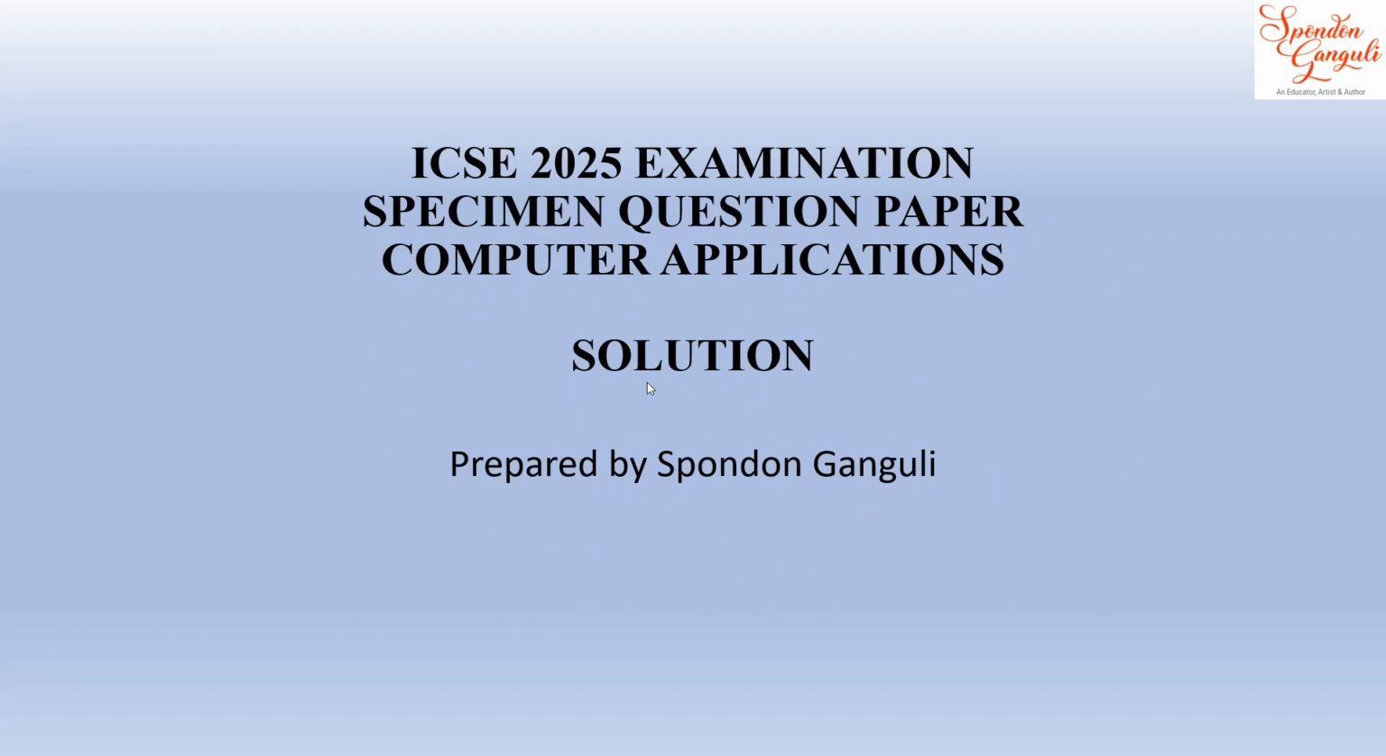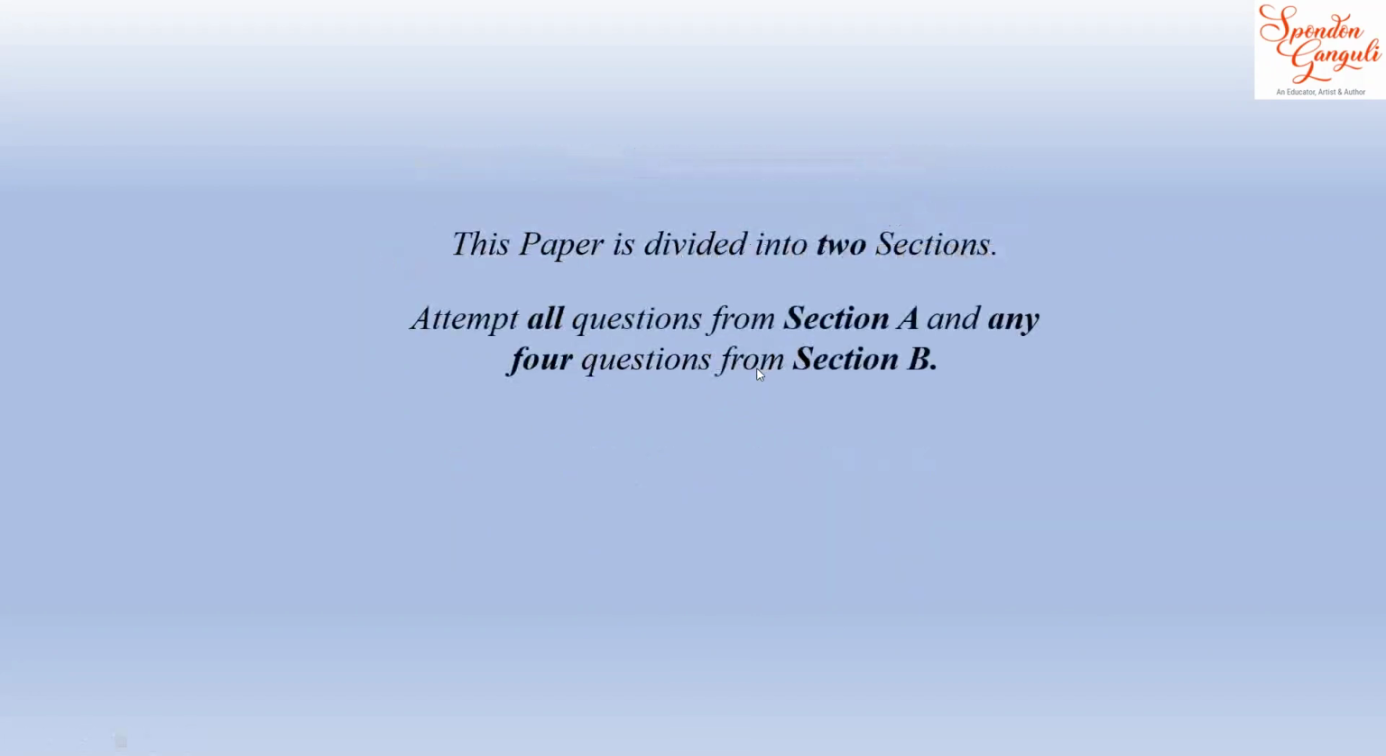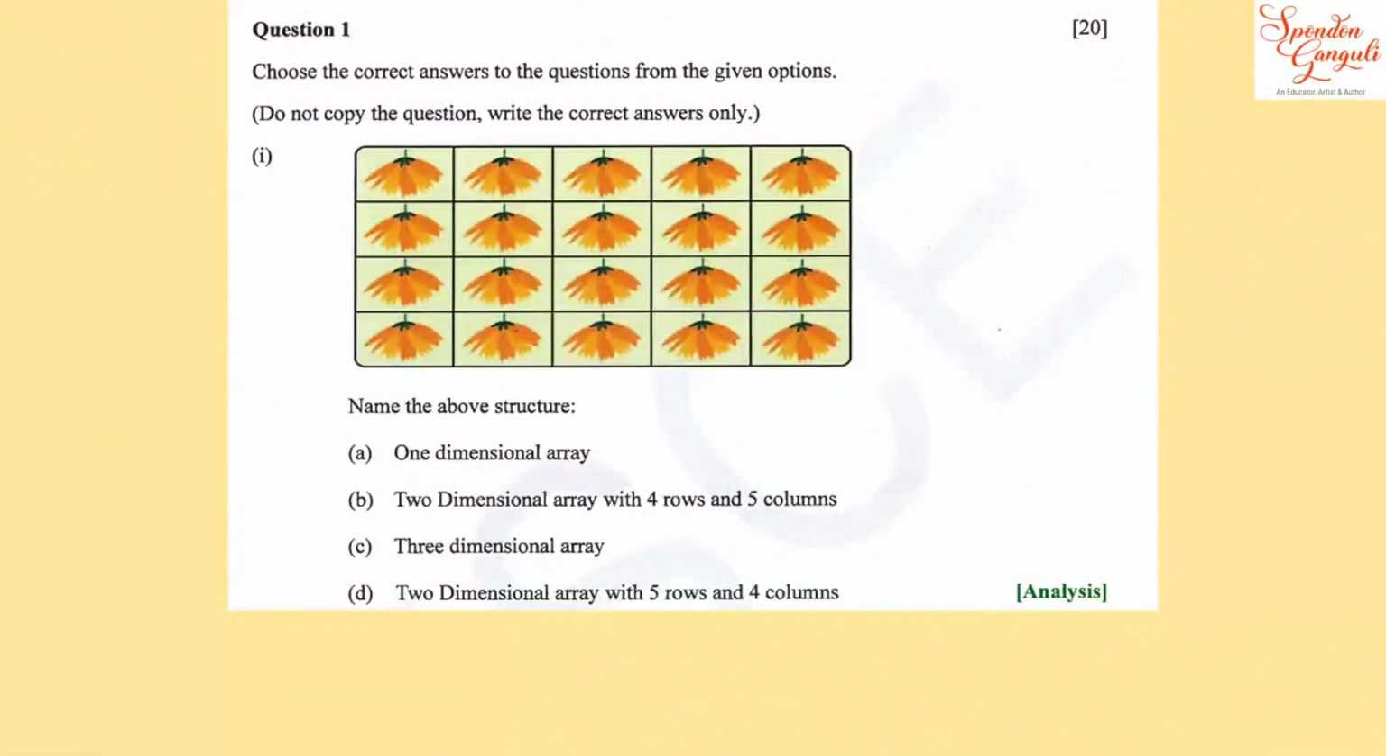As you all know, the question paper is divided into two sections. In section A, you have to attempt all questions, and in section B, any 4 out of 6 questions are to be attempted. Now, section A mainly comprises MCQs and outputs. So, question 1 comprises 20 MCQ questions. Let's go one by one.